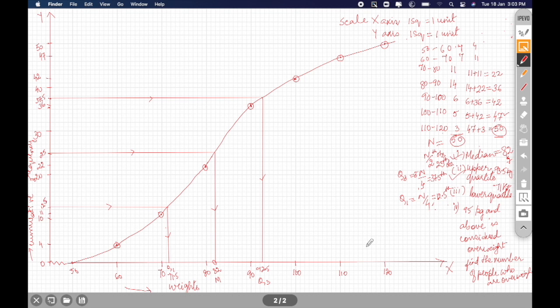Next, the fourth part of the question here: 95 kg and above is considered overweight. So let us find 95 kg on the x-axis, because the weight is here on the x-axis itself. So 95 will be somewhere here.